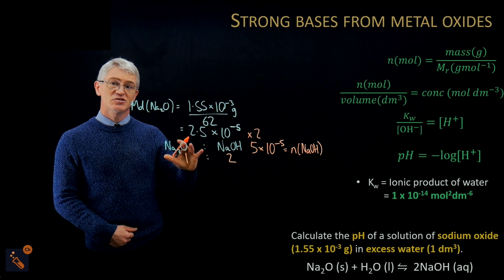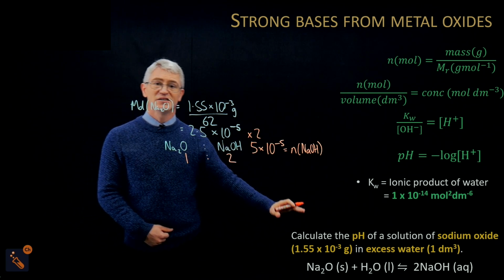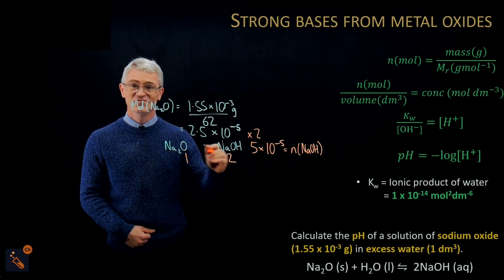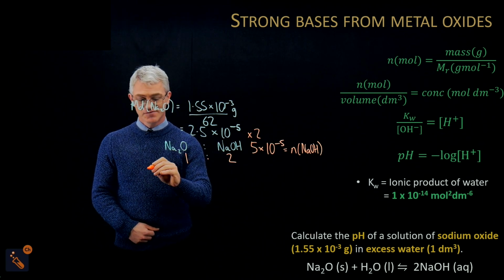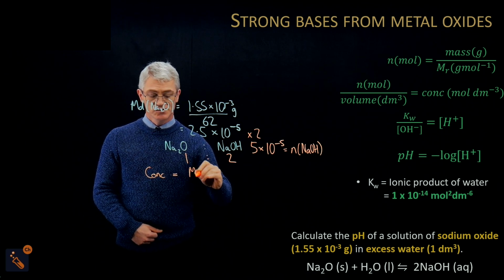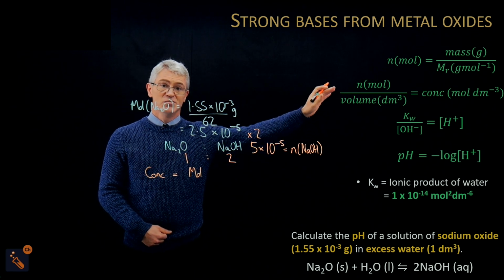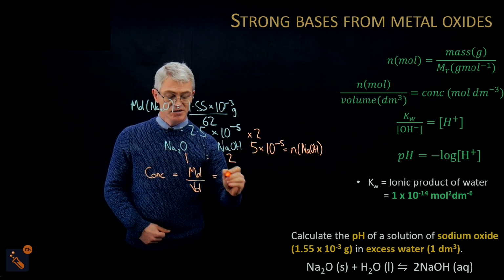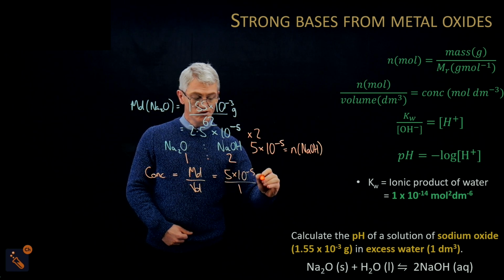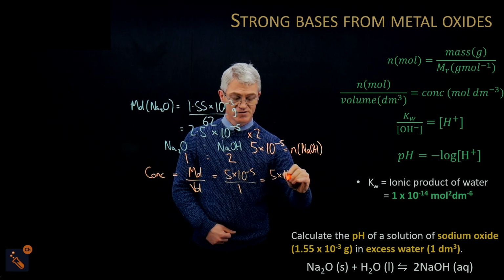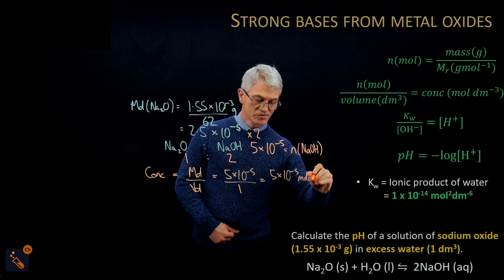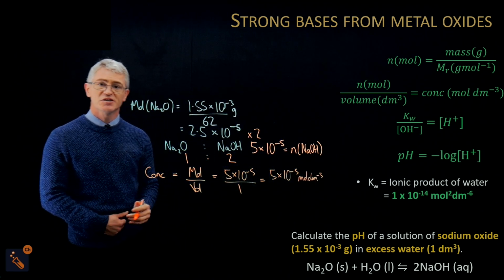Now from there, we need to do it as a concentration, because the question says calculate the pH, and we always calculate pHs with concentrations. So we need to turn that into a concentration. The really nice thing is this is 1 decimeter. The concentration is going to be moles over volume, which is 5 times 10 to the minus 5 over the volume, which is 1, which means our concentration is 5 times 10 to the minus 5. Let's do the units as we've got the space. That's mole per decimeter cubed.